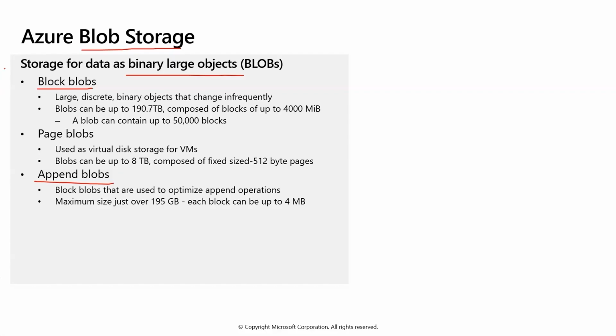Okay, so a blob can contain up to 50,000 blocks, as you can see here, with a capacity of, as mentioned over here, 190.7 terabytes. Imagine how much data you can actually save with a lot of blobs created inside your Azure Blob storage. Now, the difference between your block blob and your append blob is that in a block blob, you can randomly add a block in the middle, which is not allowed in your append blob.